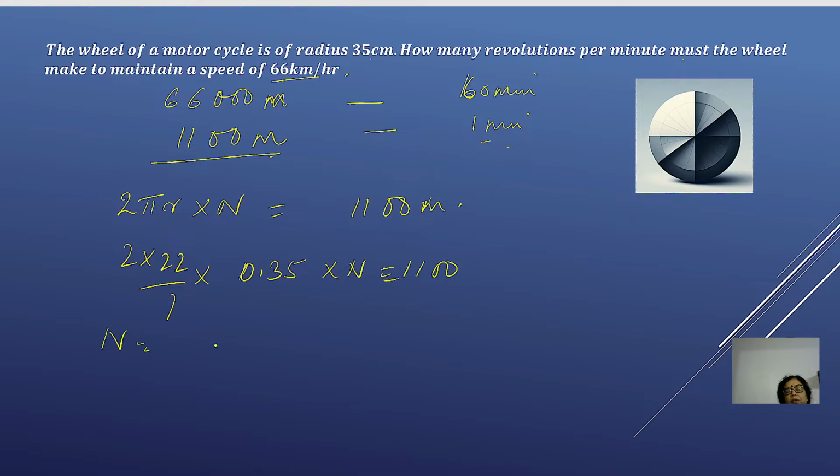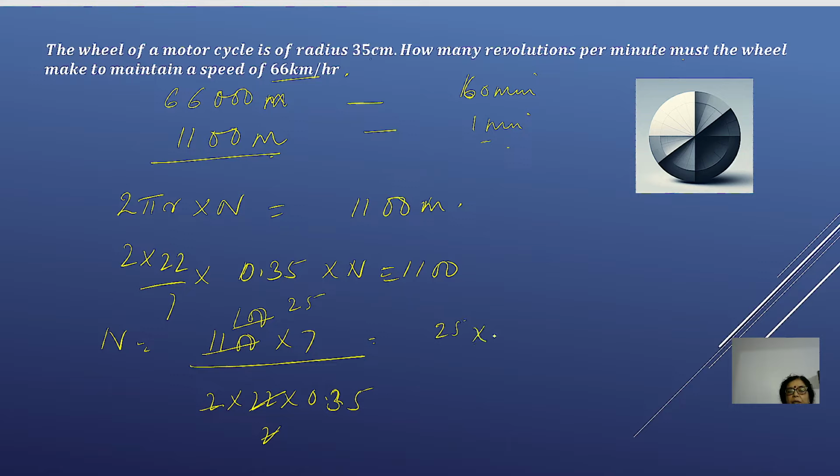So the number of revolutions will be 1100 into 7 divided by 2 into 22 into 0.35. So this becomes 11 twos, this is 100, and we are left with 25. We can remove the decimal point over here and make this 700 by 35, 35 twos. So this becomes 25 into 20, this is 500 revolutions. So n is equal to 500. Number of revolutions is 500.